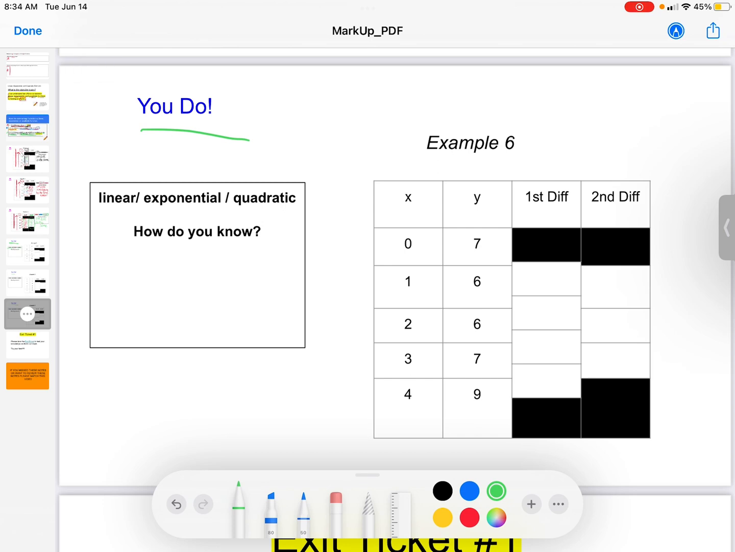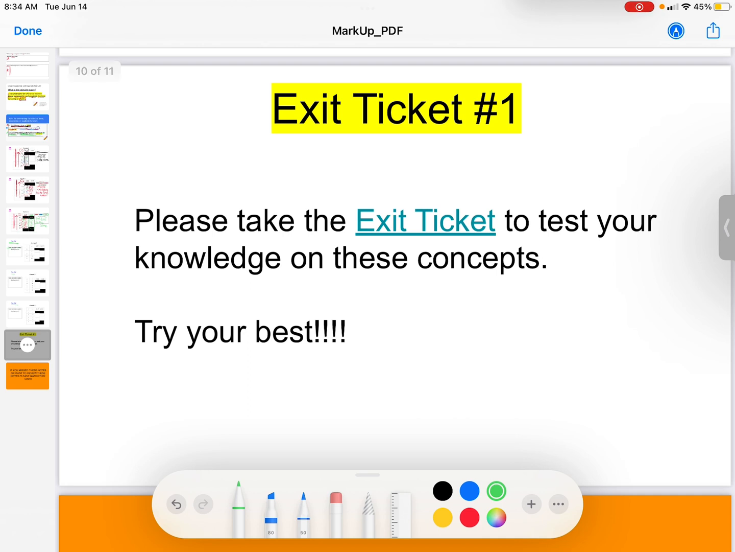Try all of them. And then if you could, finish with the exit ticket. So when you're in your notes, you can actually click on these words and it will link you to the exit ticket just to see how you did with these notes. You can use your notes, use a calculator. It's not like a test. It's just for me to see how you did.